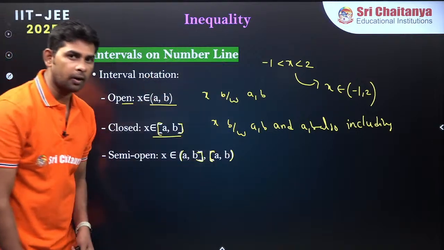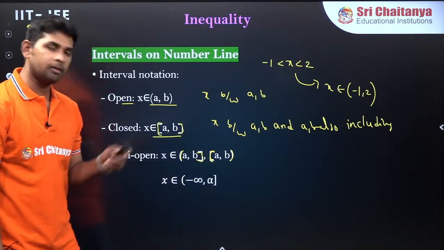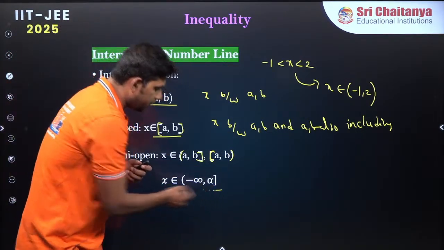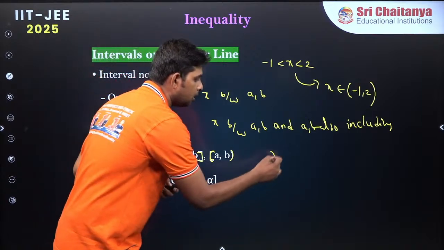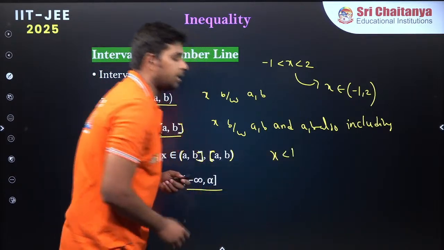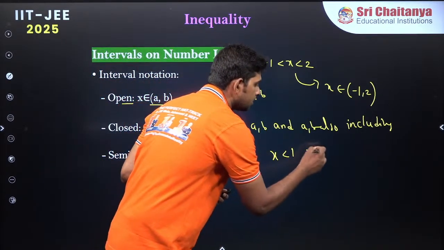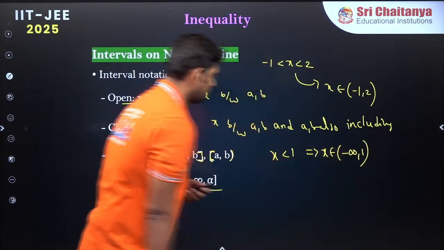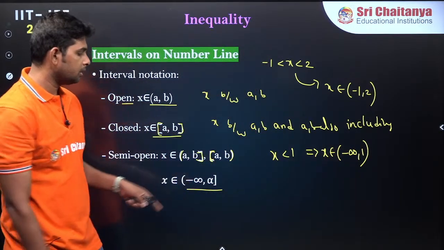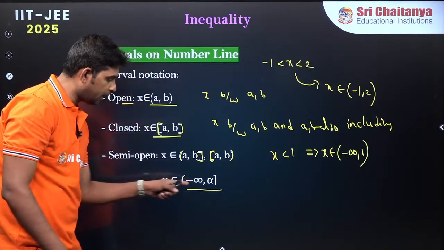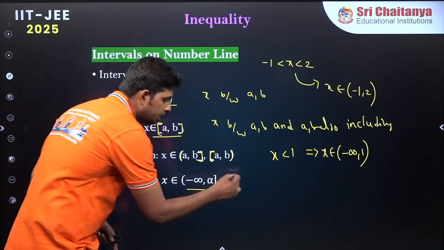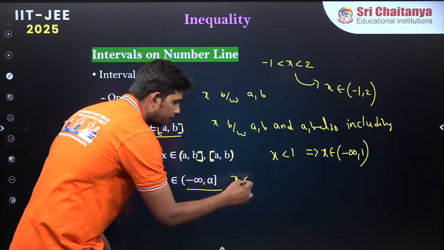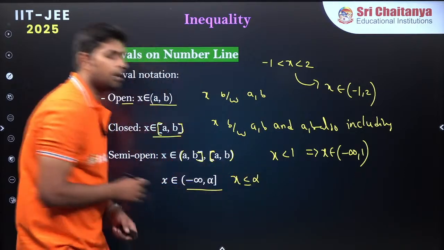The last one you are going to consider as minus infinity when you are taking. So sometimes you can write the inequality like this, x is lesser than 1. In this case you can write x belongs to minus infinity to 1. Okay, now so that is exactly what I have taken. In this case here x belongs to minus infinity to alpha. You can write this one over here in the inequality form as x is less than or equals to alpha.